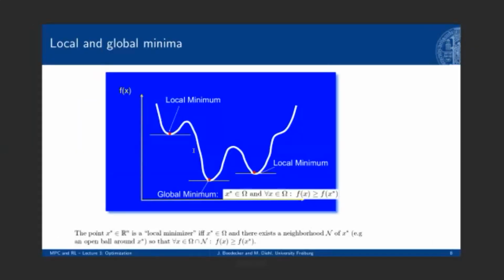Then we have the notion of local and global minima. We are all familiar with that, but let's repeat what it is. A global minimum is something so that all feasible points have either a bigger or an equal objective value than our global minimizer. That's the formula here at the bottom.